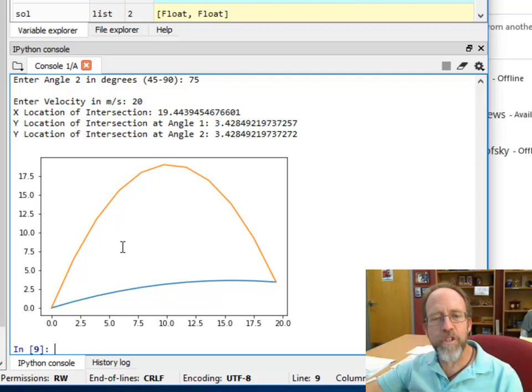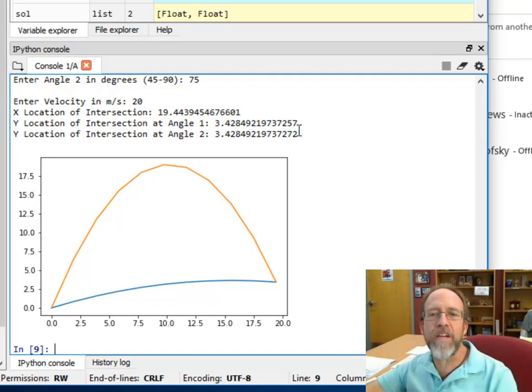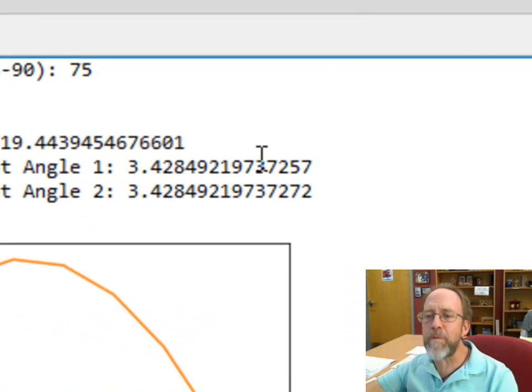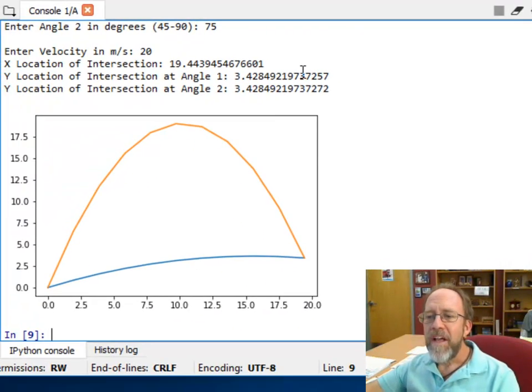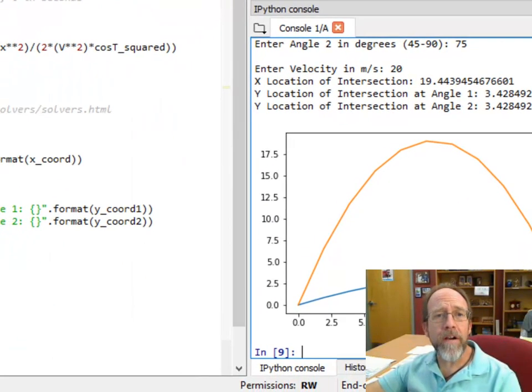You can actually see the plots of the two things because I made the plot. And you should notice that the y location here is almost exactly the same. In fact, you have to go all the way down to the last decimal places to see the difference. So that's it.